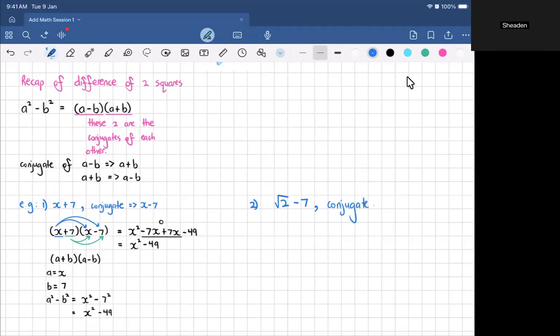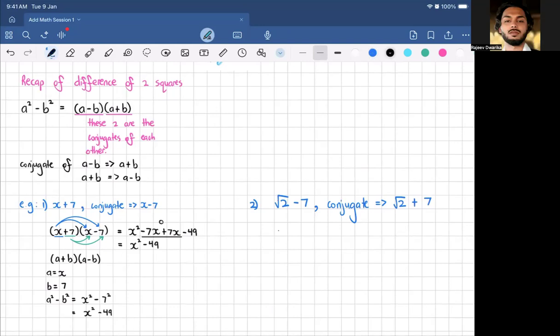Root 2 plus 7. Yeah, root 2 plus 7. Let me ask that question. What looks easier: doing a squared minus b squared, or manually multiplying conjugates by each other? The a squared minus b squared. We go see, right? We go see.